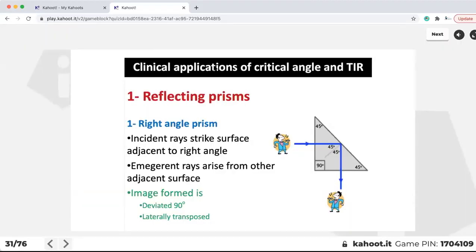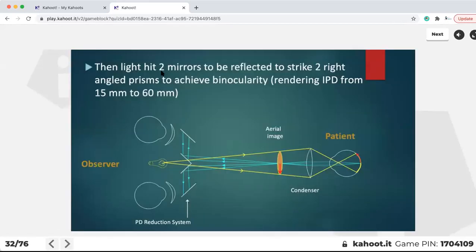We mentioned that one of the prisms that utilize the principle of total internal reflection is the right-angled prism. The right-angled prism can shift the light rays by 90 degrees. And as we mentioned before in the indirect ophthalmoscopy lecture, when the light is reflected from the patient's eye, it will undergo convergence by the condensing lens. Then it should enter the observer's eye. But the observer's eyes are separated by the interpupillary distance. So how can the light reach the eyes? This is by the pupillary distance reduction system.